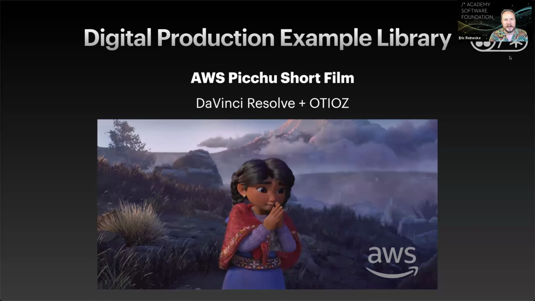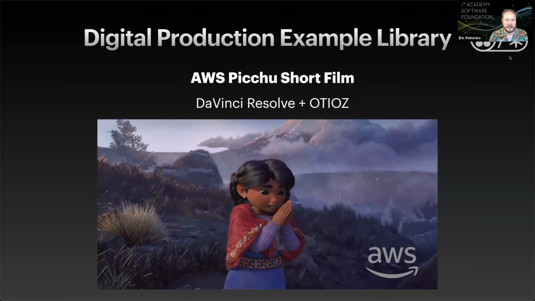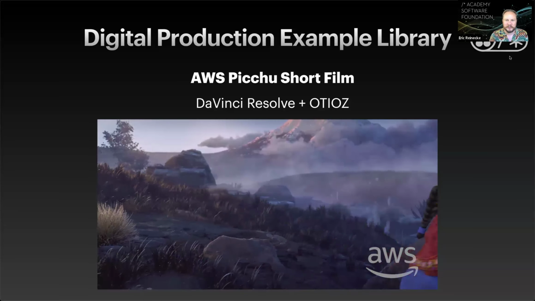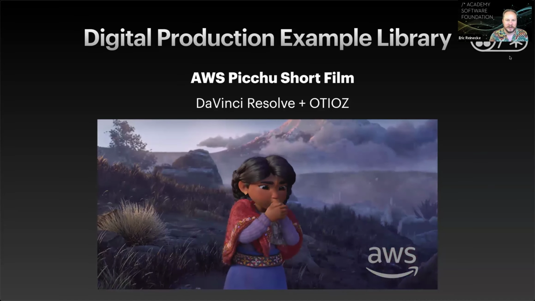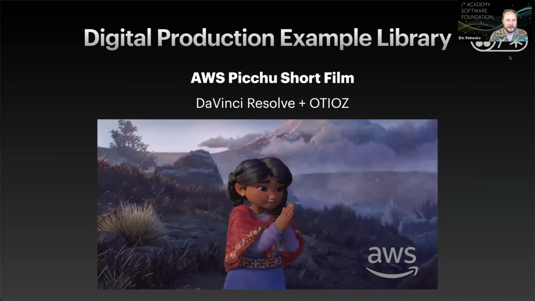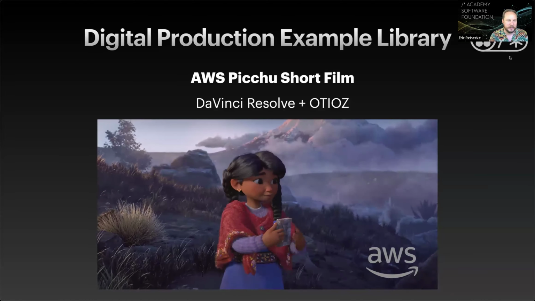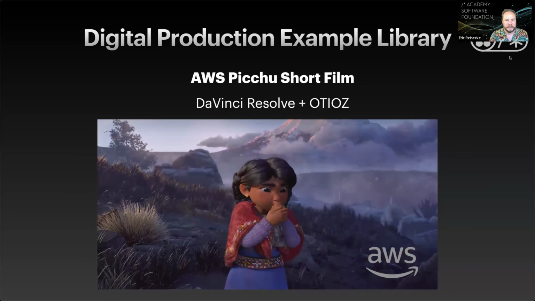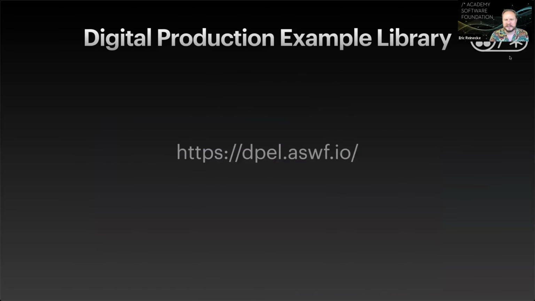In the past year, AWS released the source media and timeline for the short film Pichu as both a DaVinci Resolve project and as OTIO and OTIO-Z. And we thank AWS for donating this. It's a great example set. To download these and more, please visit dpel.aswf.io.